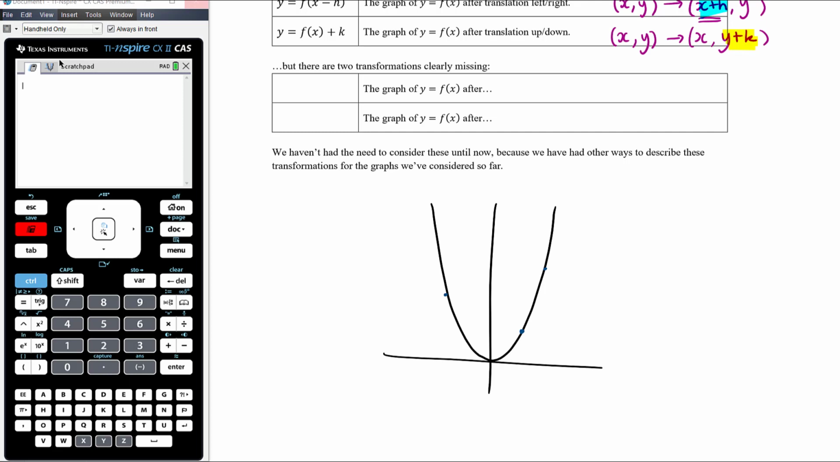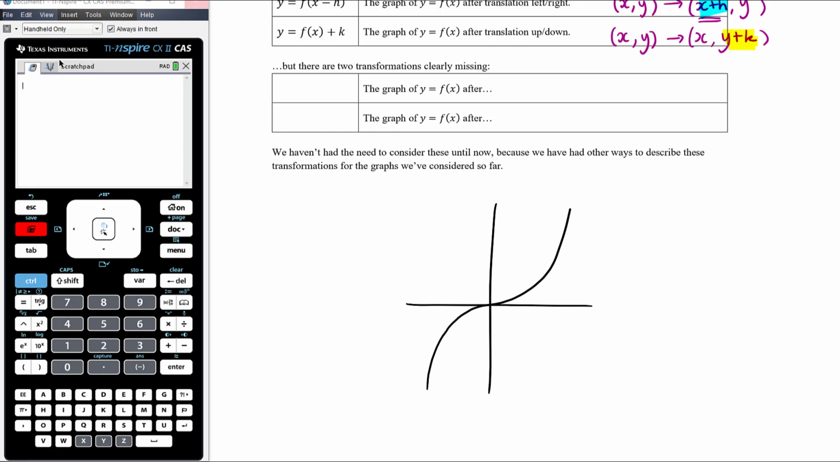The other thing we haven't thought about is what happens if we make the x coordinates negative. Now this isn't going to be as easy. I'm going to change graphs here, so let's imagine maybe a cubic graph. If I make the x coordinates negative, so if I take this point and I make its x coordinate negative, it's going to come over here. If I take this point and I make its x coordinate negative, it's going to come over here. If I take this point, it's going to come over here. So if we multiply the x coordinates by something negative, we're going to see reflection in the y-axis.